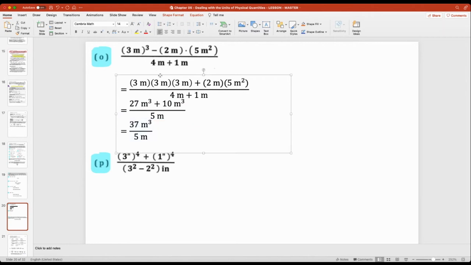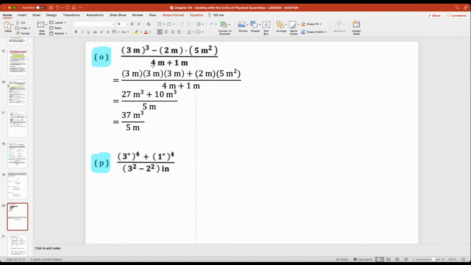If you divide meters cubed by meters, what are the units in the answer? What would the units in the answer be? What's meters cubed divided by meters? Ultimately, what do you get? Thank you, Tamirlan. Yes, meters squared. And 37 divided by 5 is 7.4.